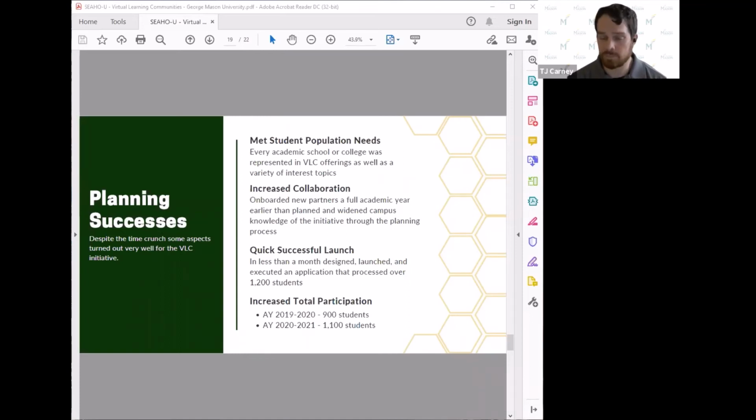And then finally, we actually increased our total student participation in our learning community. So in academic year 2019-2020, we had about 900 students in our living learning communities. And this past year, 2020-2021, we had just over 1,100 students in our virtual learning communities. So in a year where all numbers were trending down and decreasing, we managed to actually increase numbers there, which again was a pretty big success for us.